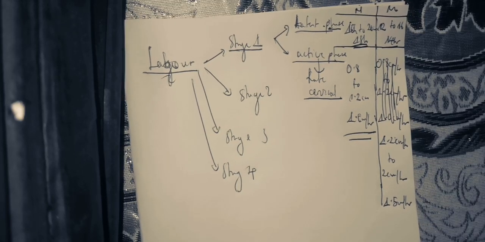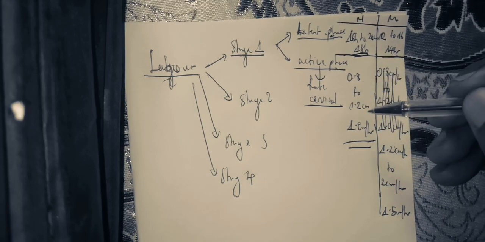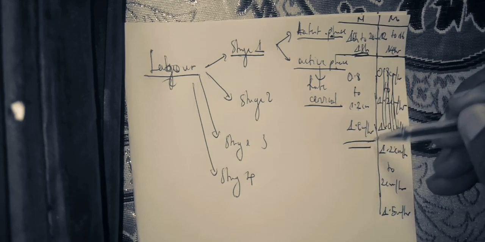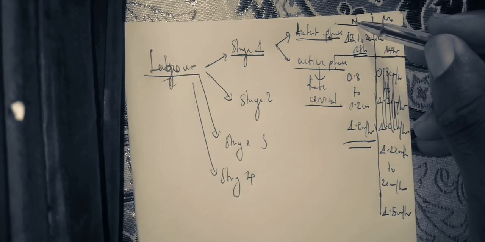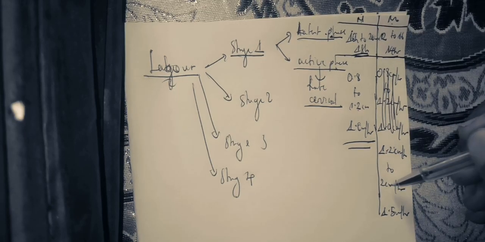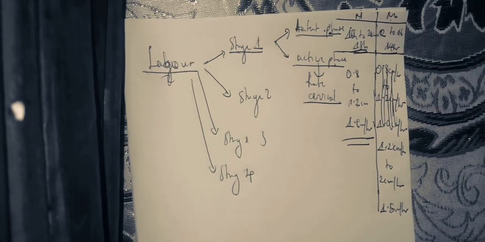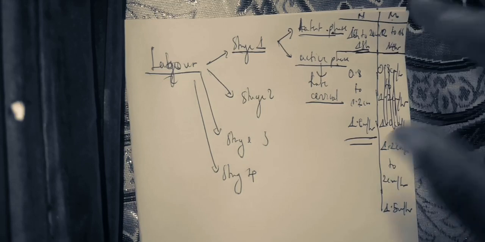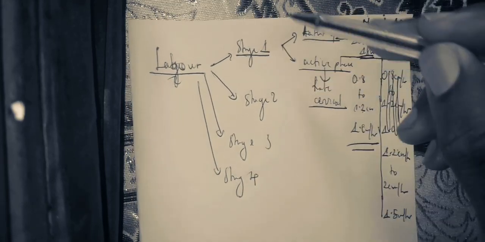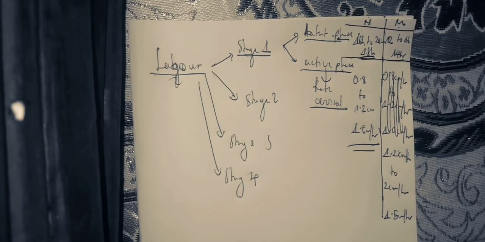Is it clear? So if you have a rate of cervical dilatation between 0.8 to 1.2 centimeters per hour, with an average rate of 1 centimeter per hour, it is for nulliparous. For multiparous, it is 1.2 centimeter per hour to 2 centimeter per hour, with an average rate of 1.5 centimeter per hour. So that is for the different timing. Now the next thing that you have to note is the definition of the different stages of labor.